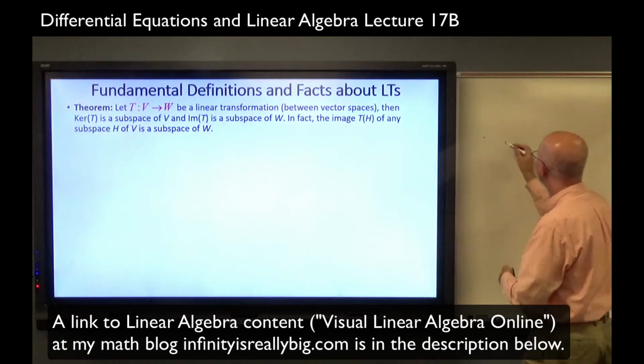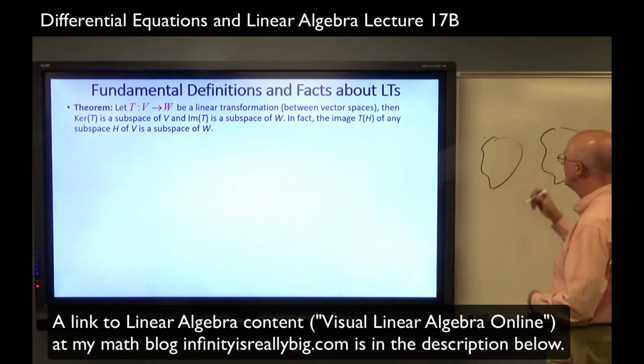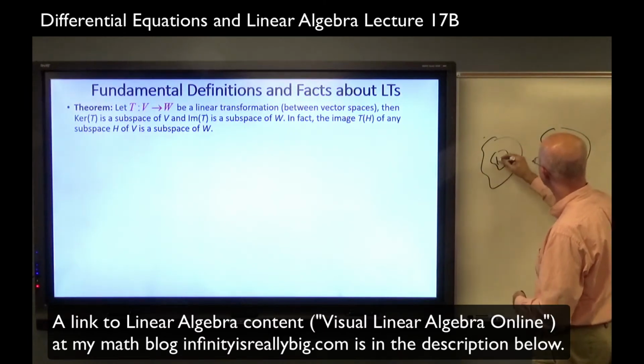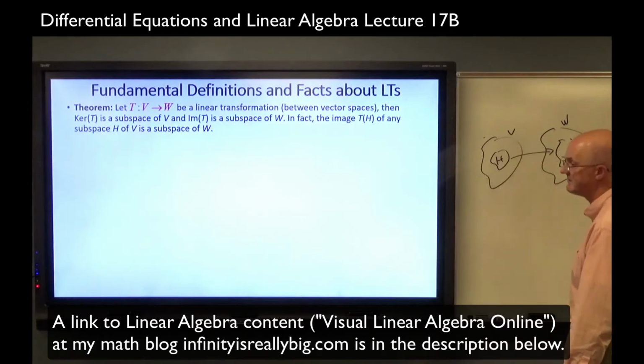Again, pictures can help. I already drew the picture for the kernel. We could consider some subspace H of V. It gets mapped to its image T of H in W. If H is a subspace of V, then T of H will be a subspace of W. Okay? How would you prove this? You want to use the subspace test.